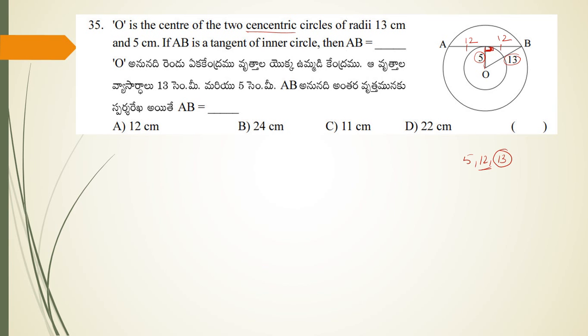Then what is he asking you to find? AB. So this total AB length is nothing but 24 centimeters. Okay. So if you want to find this, you can go using Pythagoras theorem, right?